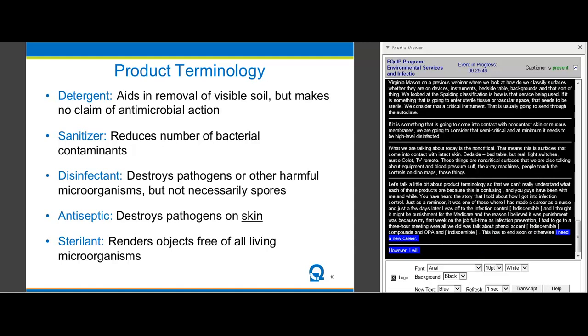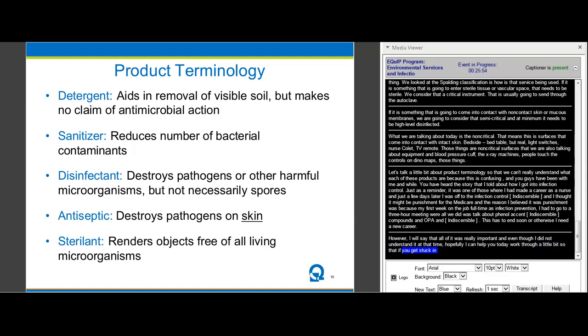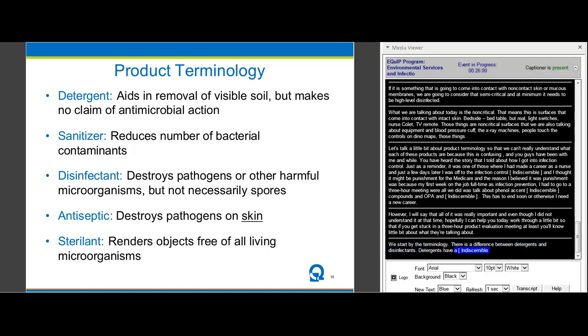And we start with the terminology. There is a difference between detergents and disinfectants. Detergents have a surfactant in them, which really does help break the surface tension between soil and the surface it is adherent to.